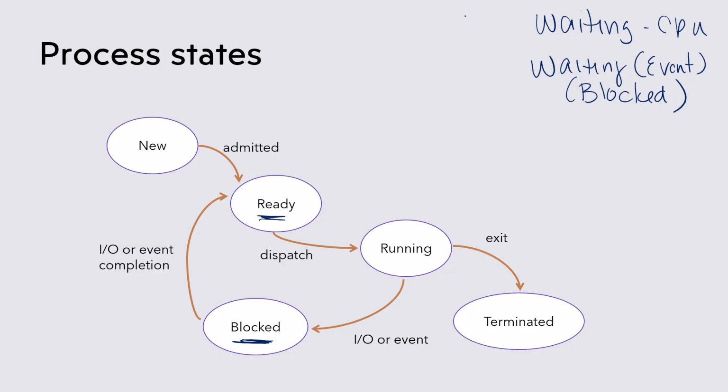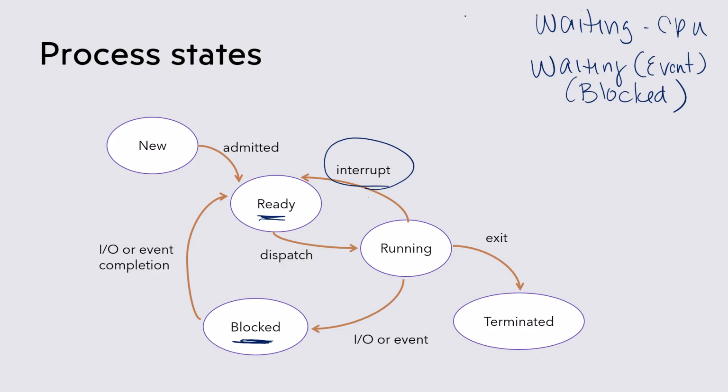And then sometimes a process could be on the processor and for some reason it will get interrupted. Maybe it's using an algorithm with time slices, so it gets interrupted for a time slice, or maybe it gets interrupted because a higher priority process comes along.